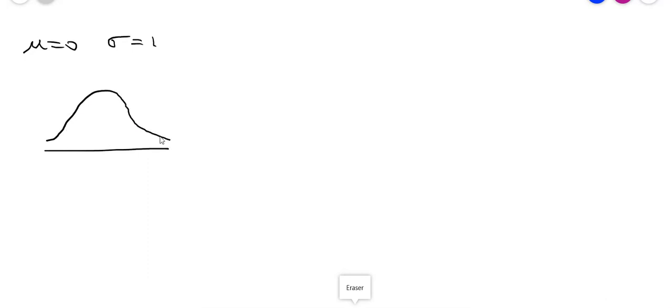All right. So we have mean 0, standard deviation equal to 1. And I want to find the probability between -2 and 0.5. So I'm trying to find this area.